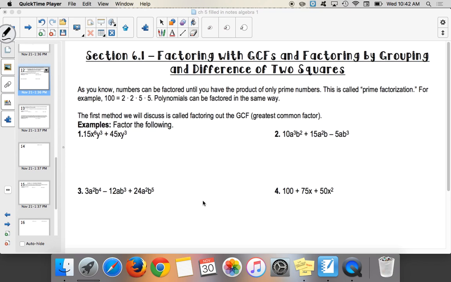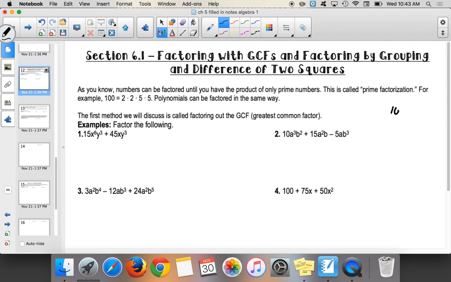Has anybody ever seen anything like this before? You did. Okay. So maybe you've seen a little bit of it. All right. So numbers can be factored using a factor tree. So like 100, as I said, it breaks down into 10 and 10, and then 2 and 5, 2 and 5, right? So we can write its prime factorization as 2 squared times 5 squared. The same thing can happen with polynomials. So we can factor polynomials in multiple ways, okay? So the first method we learn is by factoring out a GCF, greatest common factor.